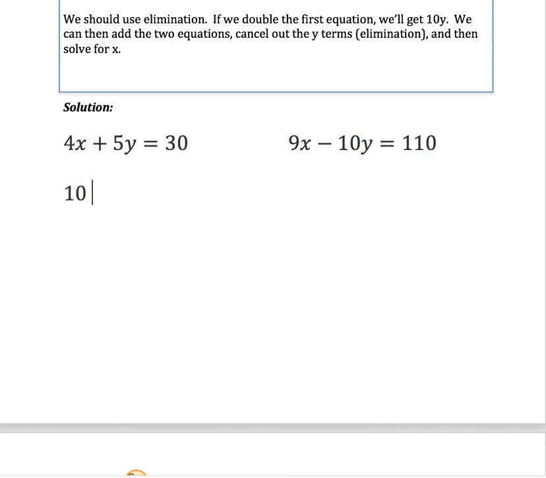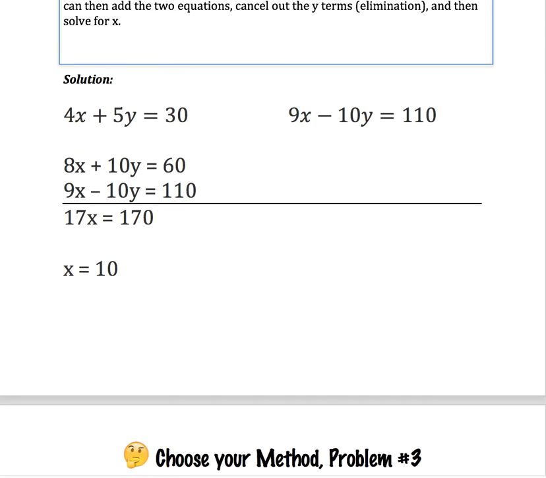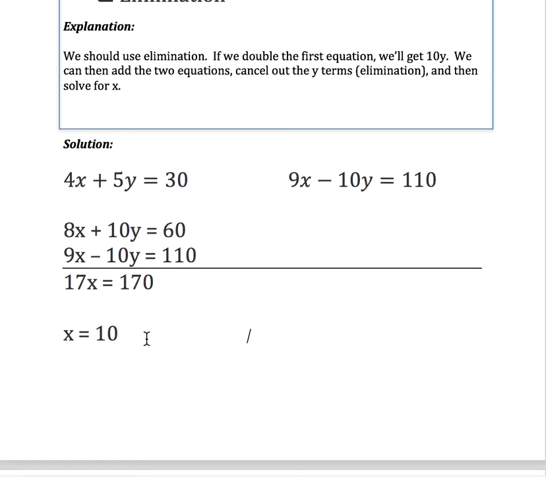So I'm going to double this first equation and get 8x plus 10y equals 60. And then 9x minus 10y equals 110 is the second equation. Let's add those up. We get 17x equals 170 because the y terms get eliminated. Divide by 17 and we find x equals 10. So we're halfway there. Now we need to take this x equals 10 and plug it into either of these equations up here and solve for y.